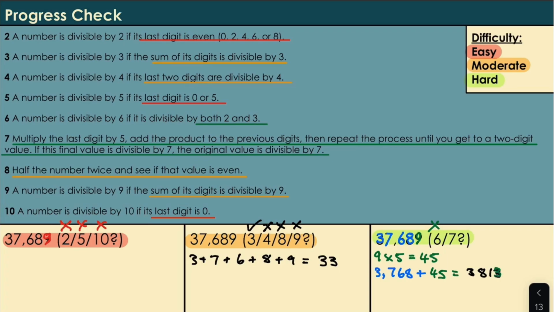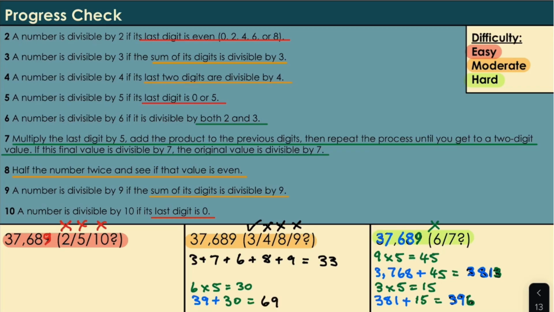The green 3. So we multiply 3 by 5 and we get 15. We must add that 15 to the previous digits, 381. In 396, the last digit is 6. So I'm just going to work to the left. 6 multiplied by 5, which is 30. Now I must add that 30 to 39. So 39 plus the green 30 is 69.